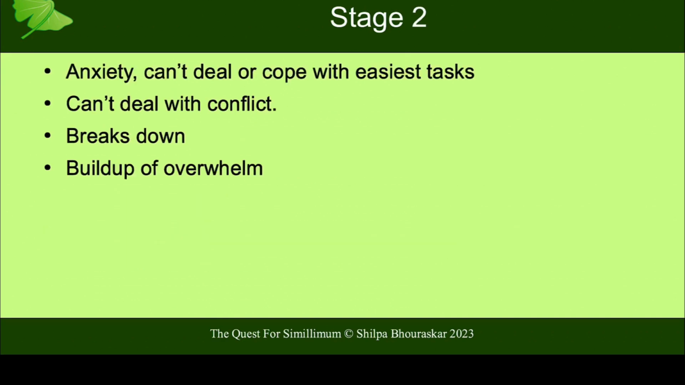Now let's look at the stage 2 information. Stage 2 is a bit deeper than stage 1, where you start finding some details about the anxiety beyond the diagnosis. And what she says is this whole aspect about cannot deal or cope with the easiest tasks. So she is completely unable to cope with life on a day-to-day basis. She cannot deal with conflict. She cannot deal with noise. She cannot deal with things around her in the world. She breaks down very often, and there is this complete buildup of overwhelm, confusion. She cannot function. This is stage 2 information.